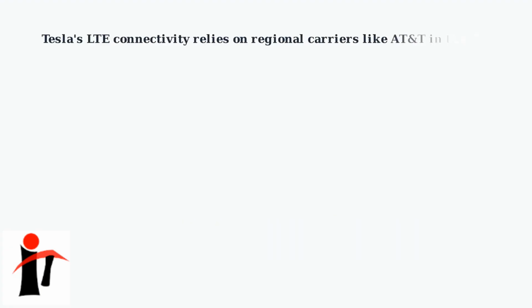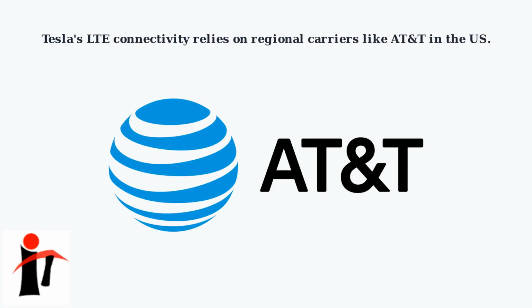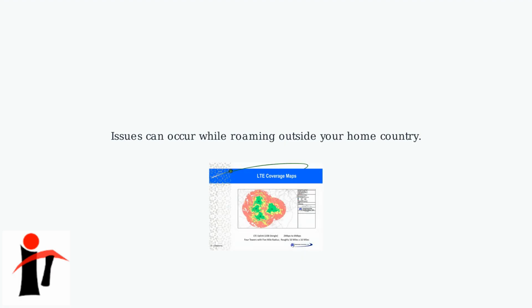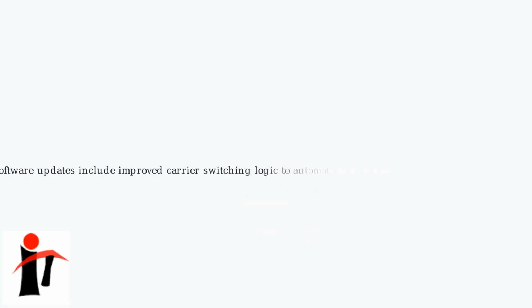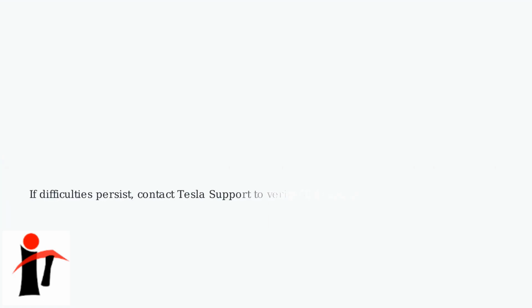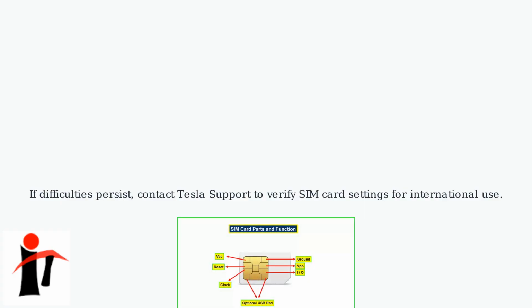Tesla's LTE connectivity relies on regional carriers like AT&T in the US. If you are experiencing issues while roaming outside your home country, this can cause connectivity problems. OTA software updates now include improved carrier switching logic to automatically connect to the strongest available network. If you continue to experience difficulties, contact Tesla support to verify your car's SIM card settings are properly configured for international use.